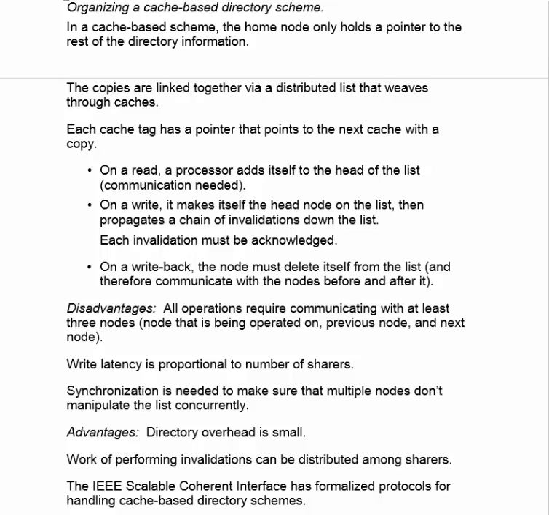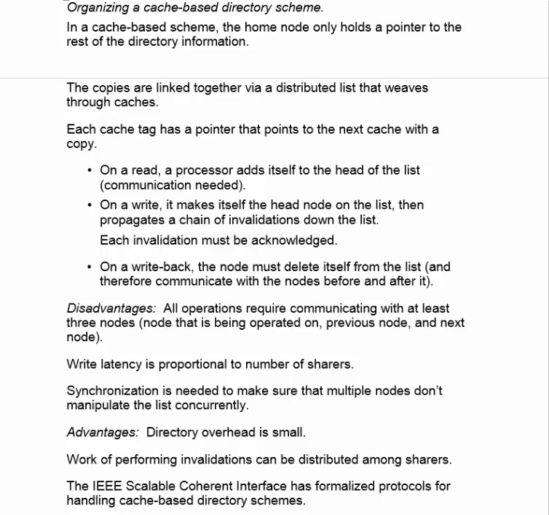So far, we've talked about how a memory-based directory scheme is organized. Now let's talk for a minute about a cache-based directory scheme. In a cache-based scheme, the home node holds a pointer to the first cache that has a copy of the block, and then the copies are linked together via a distributed list that weaves through the caches. Each cache has a tag that points to the next cache on the list. When there's a read, the processor adds itself to the head of the list. On a write, it makes itself the head node on the list and then invalidates the rest of the nodes. Of course, all the invalidations need to be acknowledged.